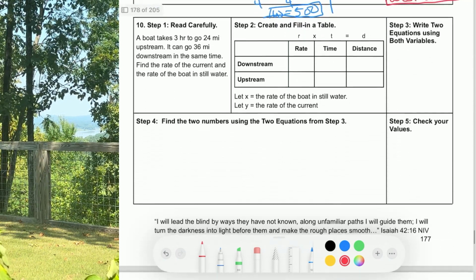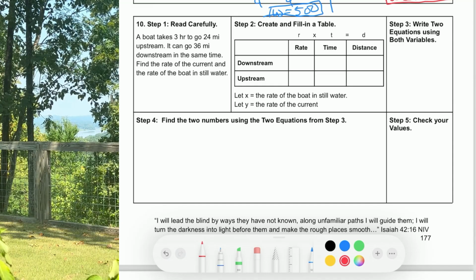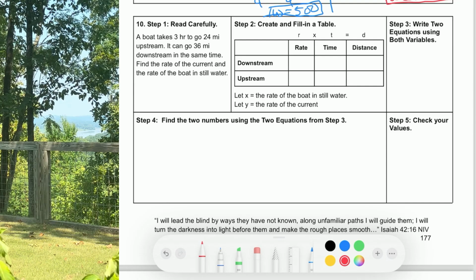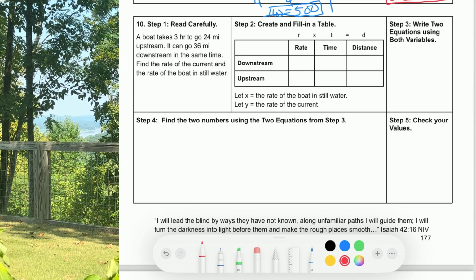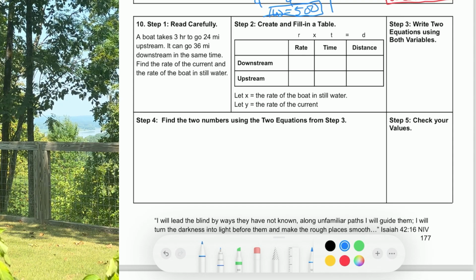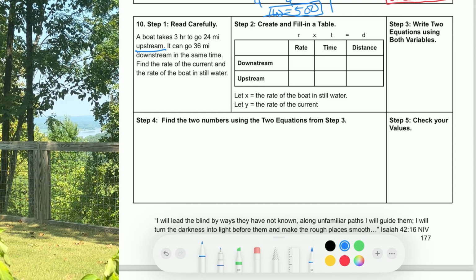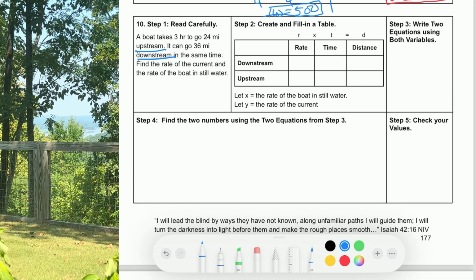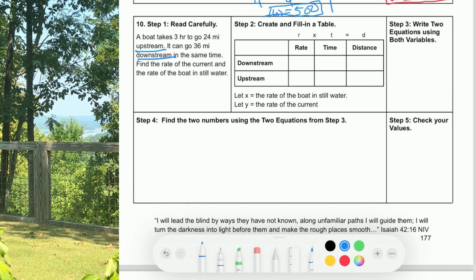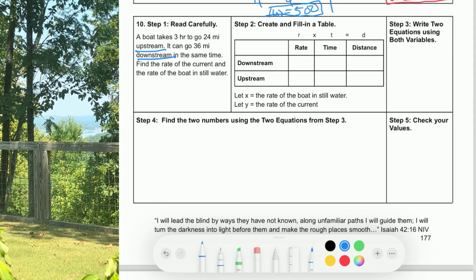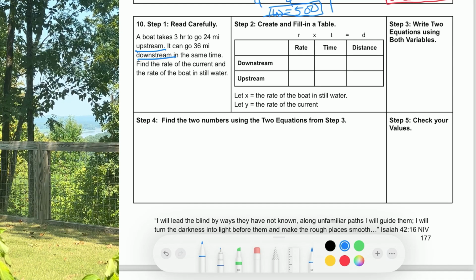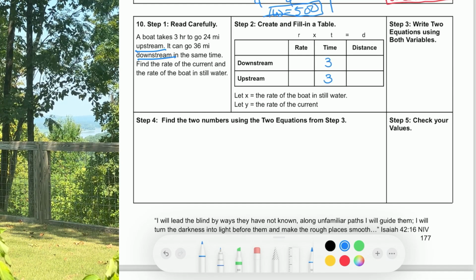Number 10. A boat takes 3 hours to go 24 miles upstream. It can go 36 miles downstream in the same time. Find the rate of the current and the rate of the boat in still water. All right, so the first thing I noticed is we have upstream and we have downstream. Those are the two items that we're going to be comparing. We also know that they traveled in the same amount of time. They told us it took them 3 hours to go both routes. So I'm going to go ahead and fill in my time, 3 and 3.